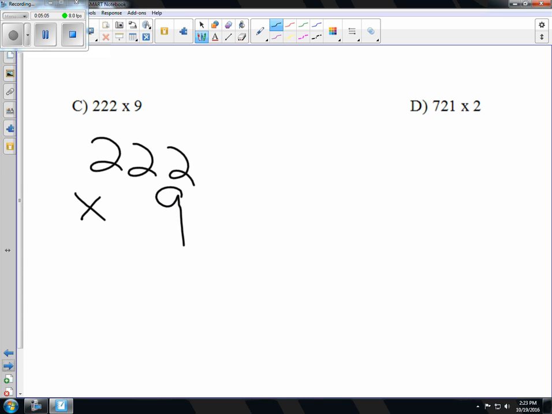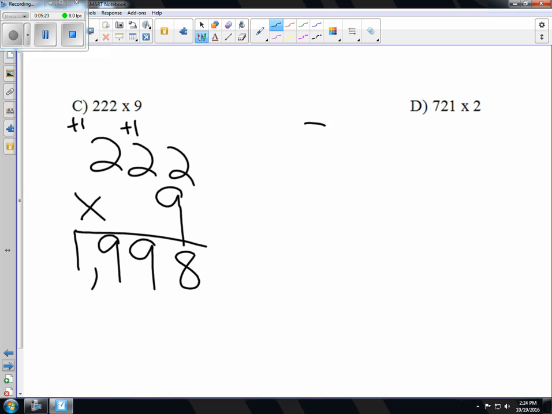We have 222 times 9. 2 times 9 is 18. I carry my 1. Then 2 times 9 is 18, plus 1, which is 19, and I carry my 1. 2 times 9 is 18, plus 1, which is 19, and I have my answer.